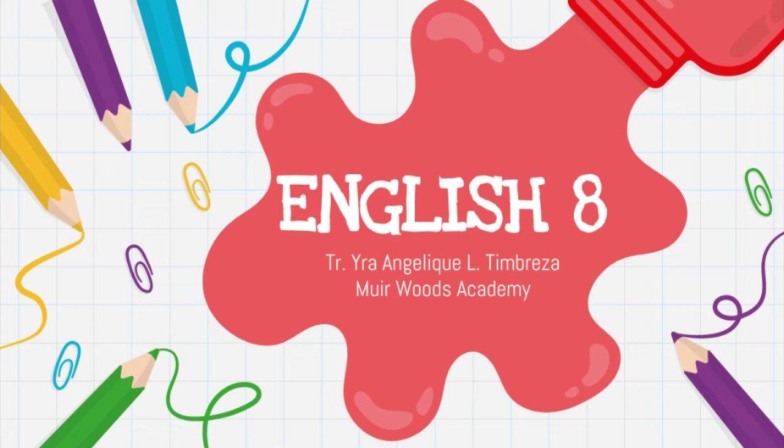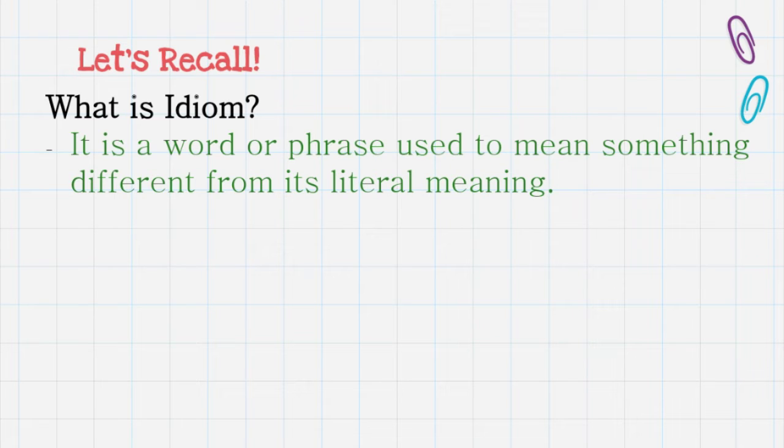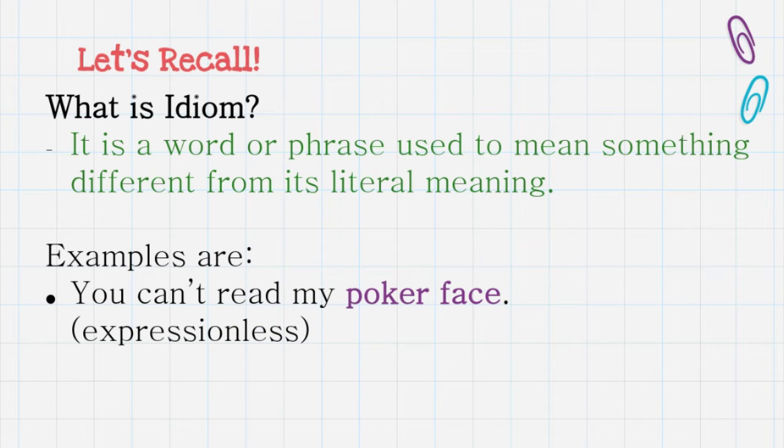Before we proceed to our new lesson for today, let us first recall our lesson last meeting. So what is an idiom? An idiom is a word or phrase used to mean something different from its literal meaning. So who would like to give me an example? Examples are, you can't read my poker face. So the idiom used in this sentence is the phrase poker face, and it means expressionless.